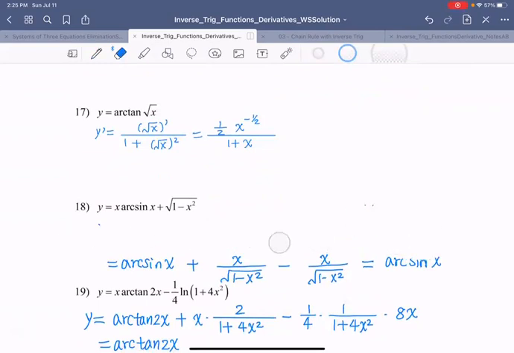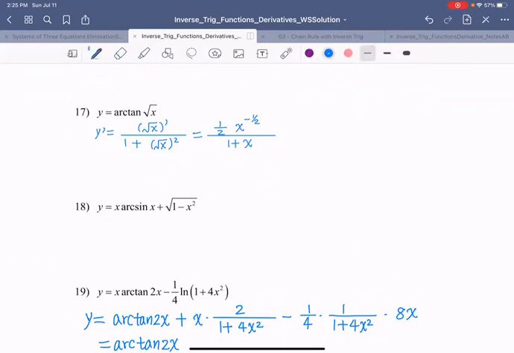Olivia. Let's do 18. Okay, so 1 times arc sine x and then plus x times 1 over root 1 minus x squared.